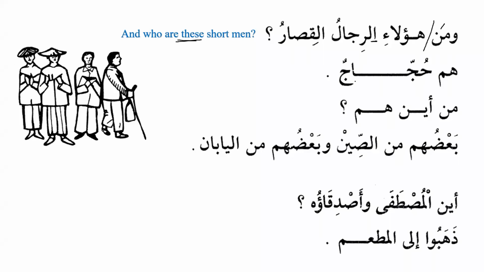Hum hujjajun. So rajulun, and the plural is rijalun, qasirun, and the plural is qisarun. Similarly, we have hum subject and hujjajun. Hujjajun is the plural of hajjun. Hajjun singular pilgrim, and hujjajun, they are pilgrims. So he says they are pilgrims. Min ayna hum, where are they from? And now we have special mudaf over here. بعضهم من الصين وبعضهم من الياباني. Some of them are from China and some of them are from Japan.